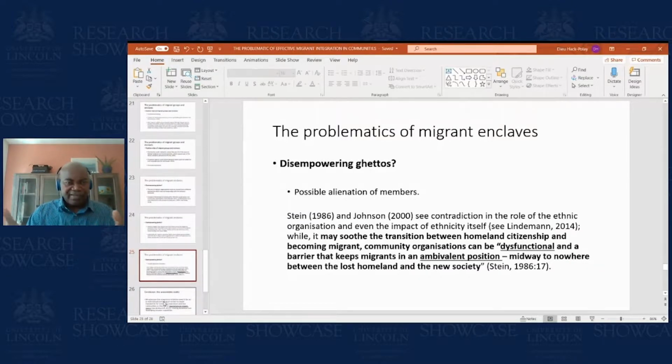It could potentially alienate members, and we can look at Steins and Johnson's writing, for example, who clearly point to the contradiction of the role of migrant networks. There could be something that could be dysfunctional and place the migrant in what I call here an ambivalent position, midway to nowhere between the host land and the home country.